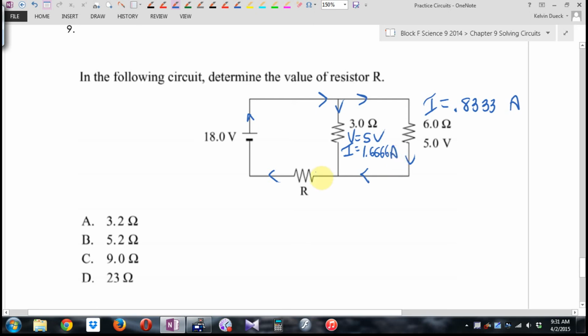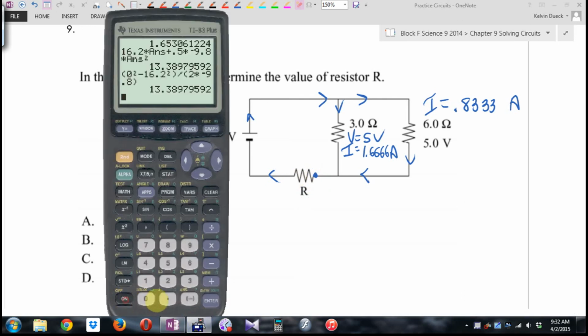So here's my question. What's the current right here? Well, how many are coming in this way? How many are coming in this way? Add them up. That's going to tell me the current right there and in here. So it's going to be 0.83333 plus 1.6666. It's 2.5, right? Yeah, it's got to be 2.5.